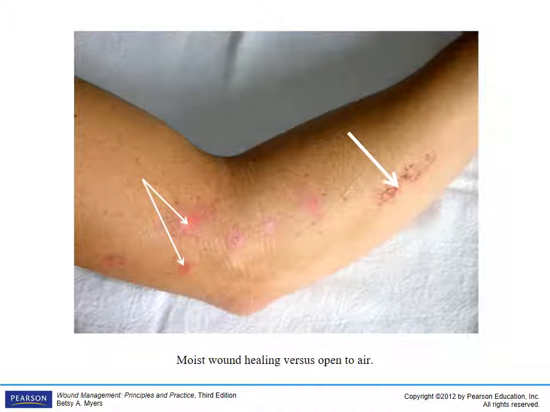All right, here's that picture that I talked about that we've seen so many times. This is an example of a moist wound healing versus a wound that's open to air. Again, on the left side, it's my left, I hope it's your left, you see the moist wound healing. On the right side, you see where it was open to air and it's a little more scabby looking.